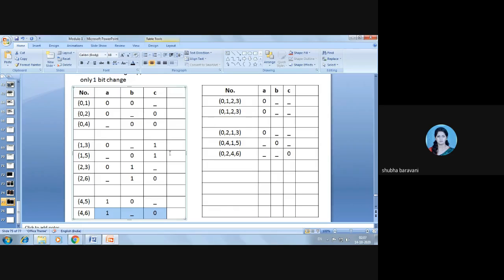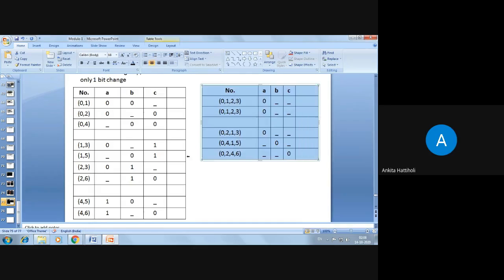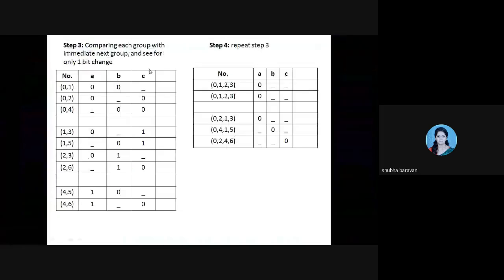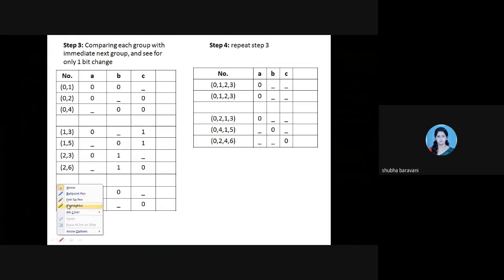Done up till here? All of you have done up till here? Yes. Okay, now look. Now what I'll do? I have to put a tick mark here now. I have to put a tick mark here.